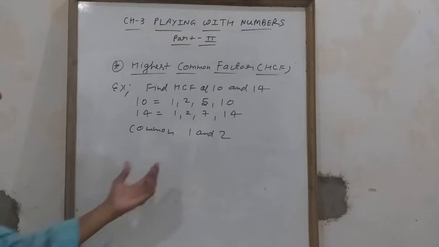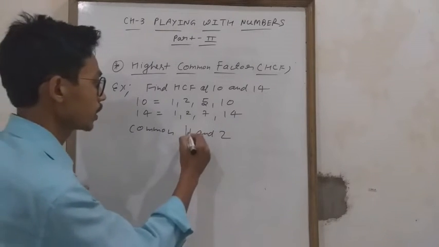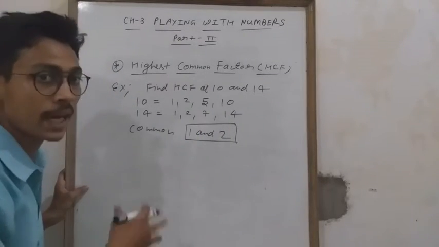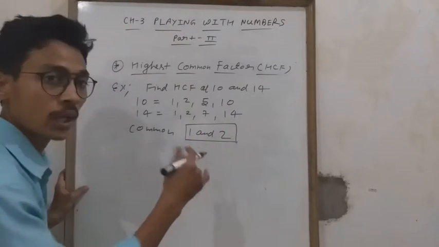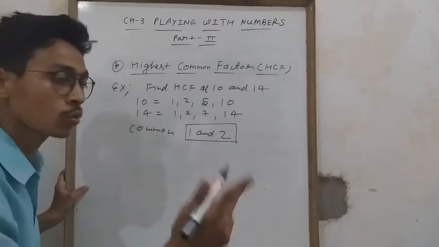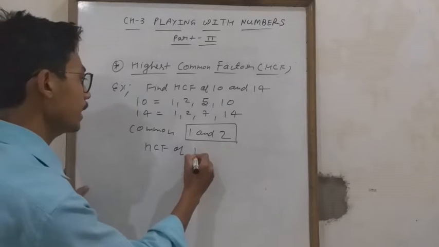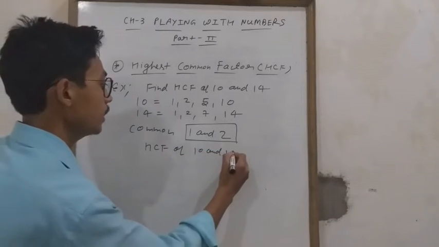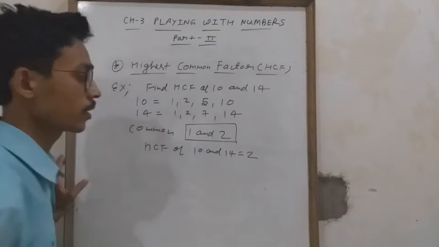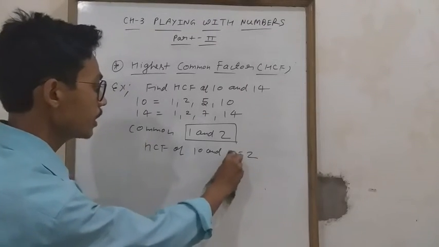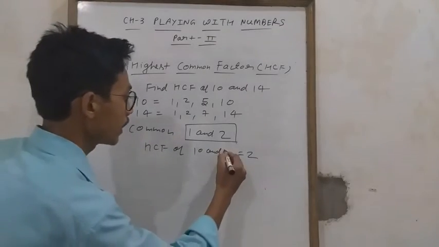So here, students, common is 1 and 2 both. But the actual thing is that we have to find out the highest common. So in 1 and 2, what is highest? In 1 and 2, highest is 2. So here you will write down HCF of 10 and 14 is equal to 2. Everyone understood now why I am writing 2? Because we have to take the highest.